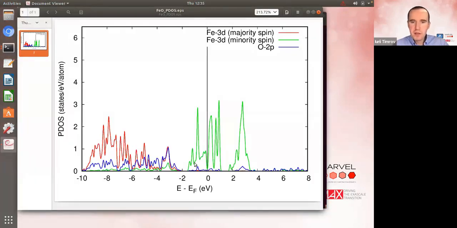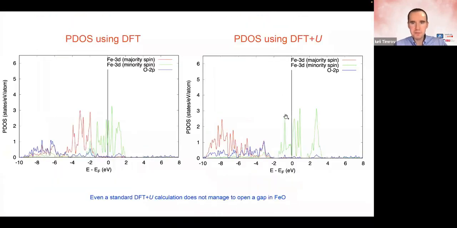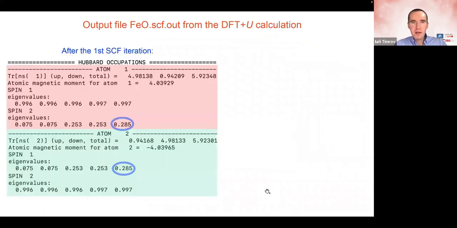Okay, so this is the metallic solution. Let's check the slides. Yeah, more or less the same. So we see that simply applying +U blindly does not open the gap. So what's the problem and what to do? This we answer in the remaining 10 to 15 minutes. The problem is that in iron oxide, unfortunately, we converge to a local minimum.